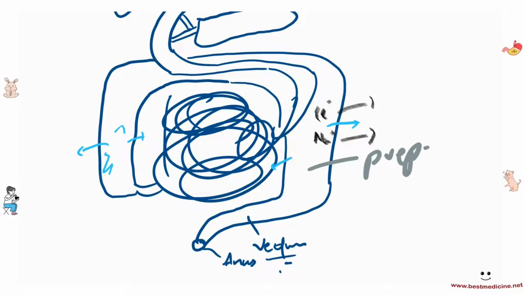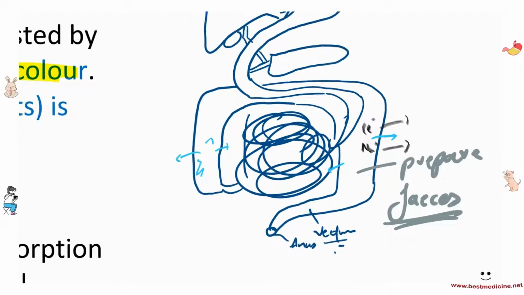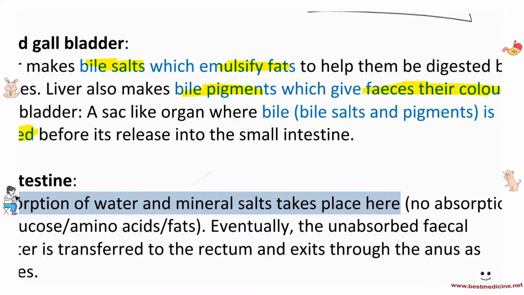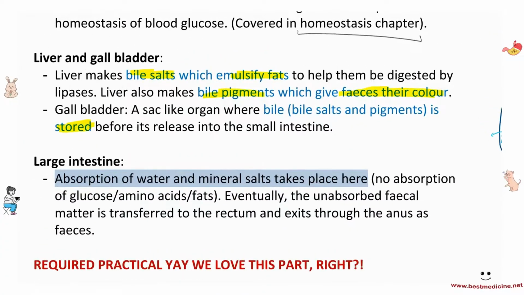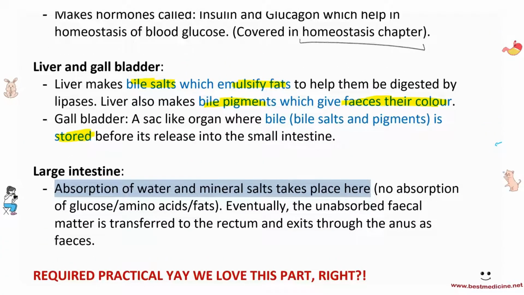If somebody asks you where the feces gets made, you would say it's the large intestine. This is where the absorption of water and salts occurs. So in the large intestine, absorption of water and mineral salts takes place. No absorption of glucose, amino acids, or fats. Eventually, the unabsorbed fecal matter is transferred to the rectum and exits through the anus as feces.